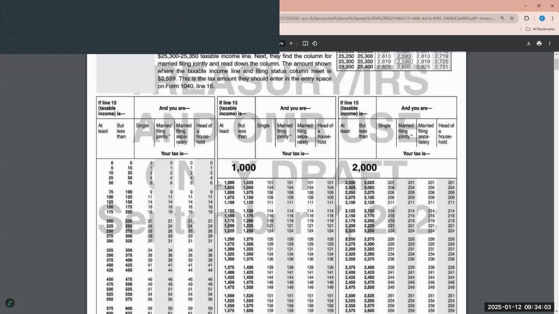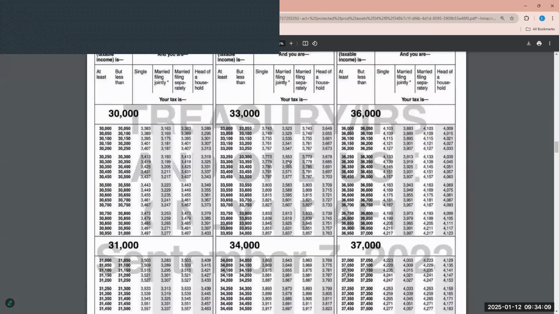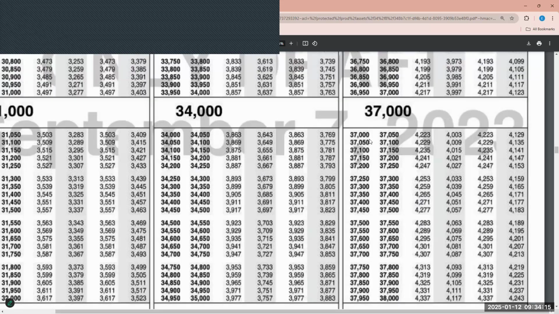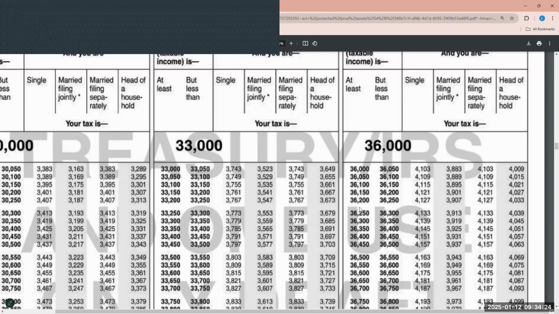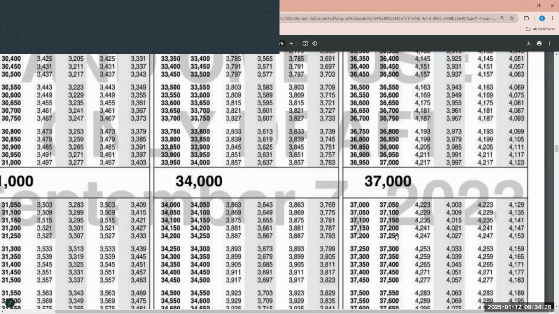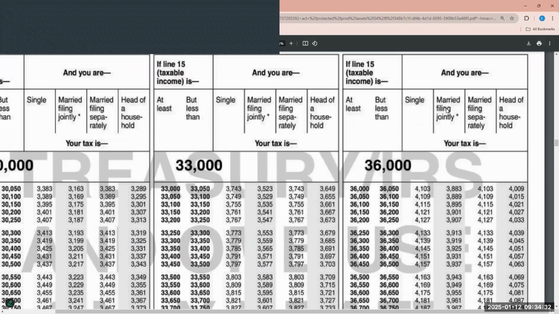So now we know that the taxable income, as we just calculated, was 37,000. So we need to get to the chart where it shows 37,000. So here we are. We're in the chart with 37,000, and we know that the income was 37,250. So therefore, in such case, the income is at least 37,250, but less than 37,300. So therefore, we need to look at the second column.